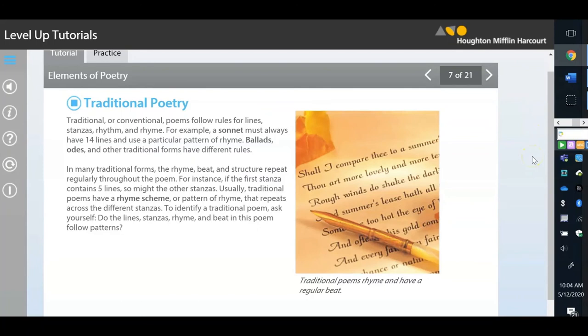Traditional or conventional poems follow rules for lines, stanzas, rhythm, and rhyme. For example, a sonnet must always have 14 lines and use a particular pattern of rhyme. Ballads, odes, and other traditional forms have different rules. In many traditional forms, the rhyme, beat, and structure repeat regularly throughout the poem. For instance, if the first stanza contains five lines, so might the other stanzas. Usually, traditional poems have a rhyme scheme or pattern of rhyme that repeats across the different stanzas. To identify a traditional poem, ask yourself, do the lines, stanzas, rhyme, and beat in this poem follow patterns?